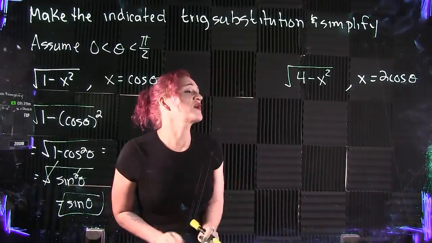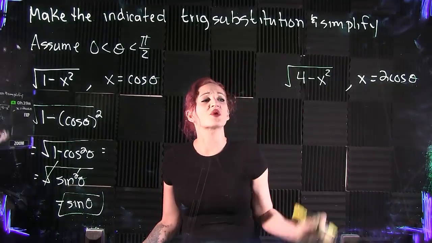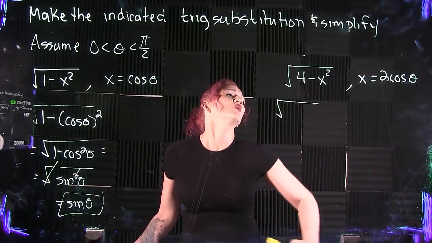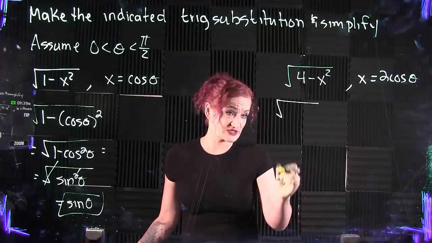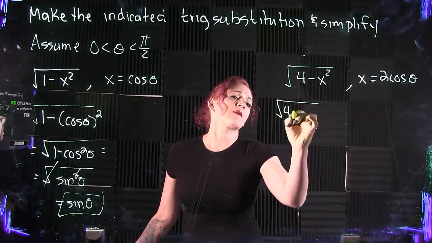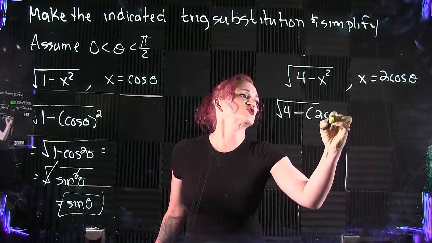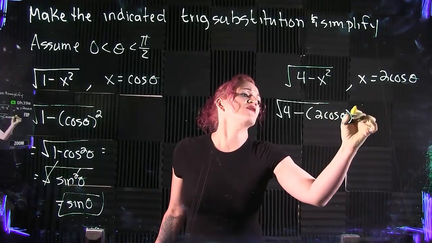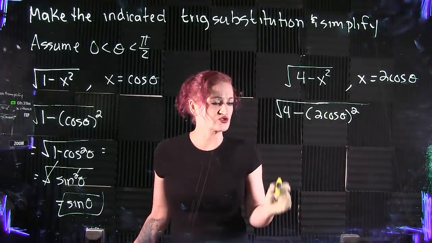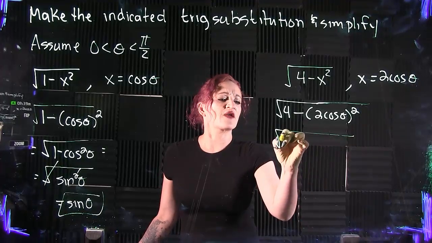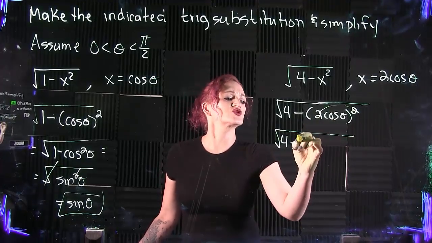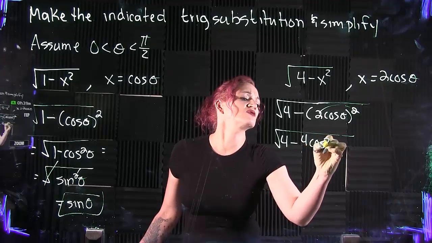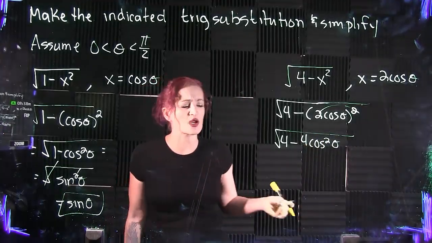For our next example, following in line here, square root of 4 minus x squared, we are told that x is equal to 2 cosine theta. So 4 minus our x, which is 2 cosine theta, and that x was squared, so this is also squared. Simplifying that, 2 squared is a 4, and cosine squared, well, it's just cosine squared.